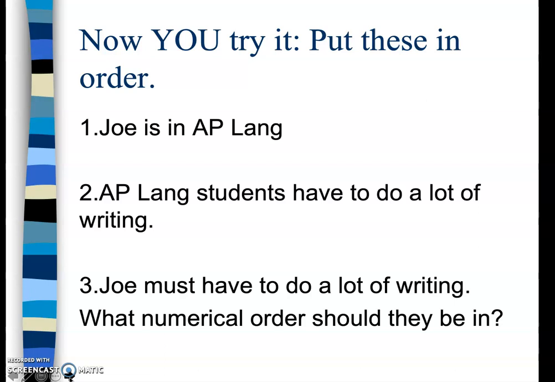Joe is in AP Lang. AP Lang students have to do a lot of writing. Joe must have to do a lot of writing. So you're looking for which one is your general observation first, which one is your specific example, your minor premise. Remember, the minor premise has to be a specific example of the first part of your general observation, your major premise. And then you have your conclusion, which then marries your specific example with the second part of the general conclusion. You think you got it?